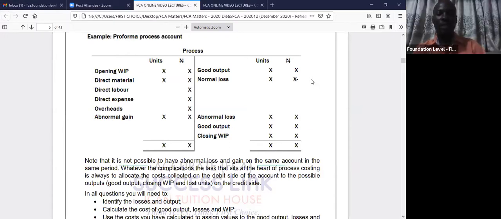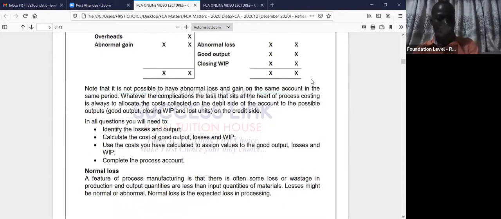Okay, so let's see what we can do now. In all questions, you need to identify the losses and the output. So that means you need to first of all identify what is your expected output. When you get your expected output, identify what is your actual output. That will help you to identify how many is lost. And that will also help you to identify if there is abnormal loss or perhaps abnormal gain.